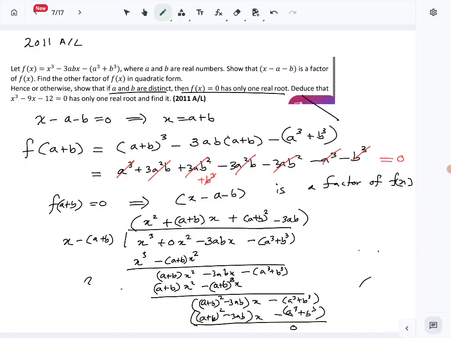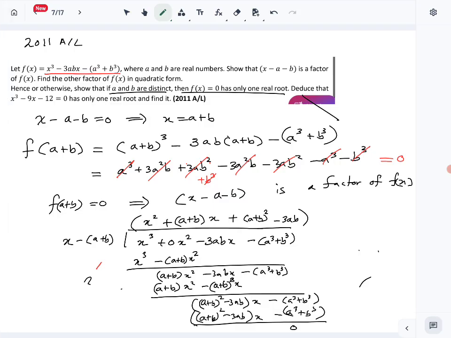Right. Then what's the next part? Deduce that x³ − 9x − 12 has only one real root and find it. Okay. So this is just applying what we just proved. So let's find a and b. It has this form, no? If a and b are distinct, we are done. It has only one real root and we can find it.